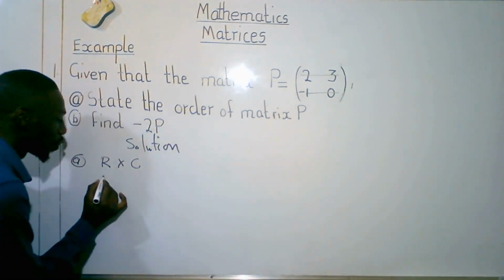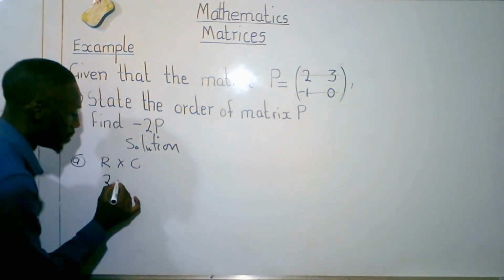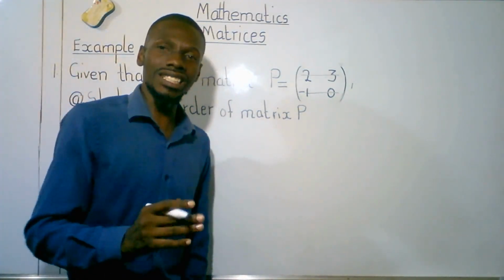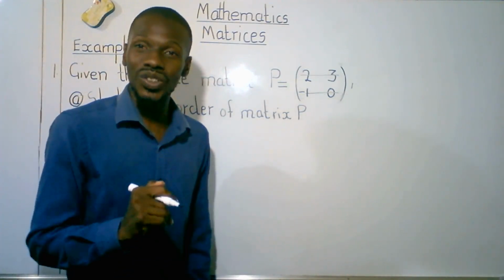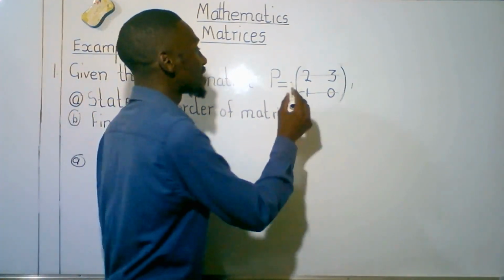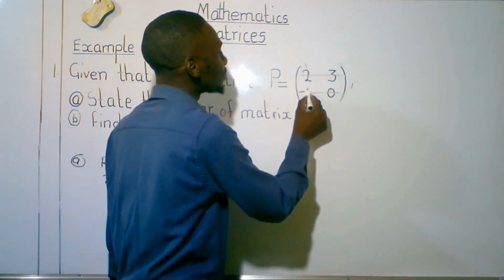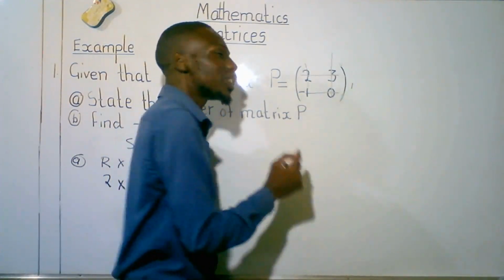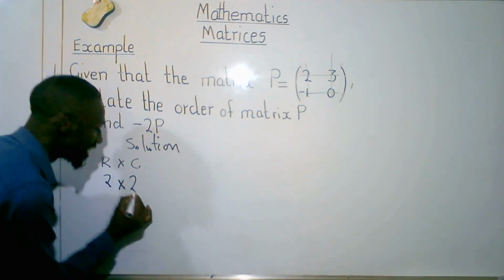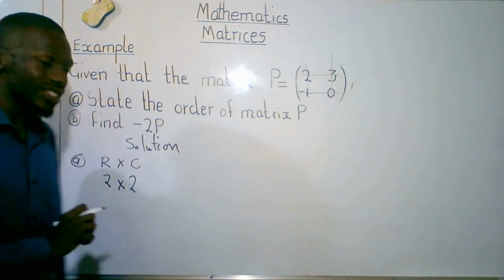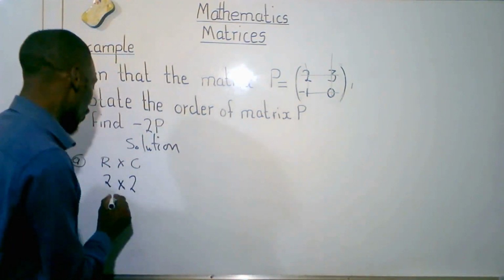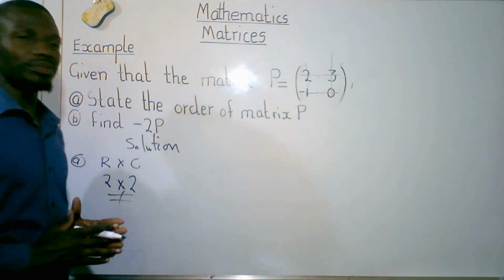So we've got 2 rows by how many columns? Columns are lines running from north to south, or top to bottom. How many lines are we having there? We've got 1 and 2. So the order of this matrix is 2 by 2. We've got 2 rows and 2 columns. That's the order of matrix P.